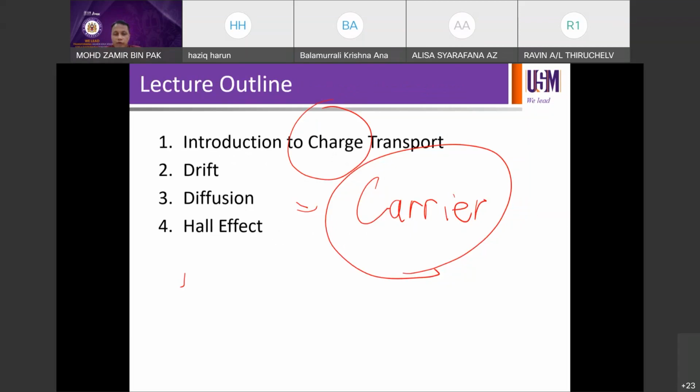Anyone working on Hall effect for your FYP? Ada ke? Anyone doing Hall effect for your FYP? Mesti ada kan? Anyone working on doping or polarity or measurement of your resistance or something? I think some of you might be working on Hall effect as well.